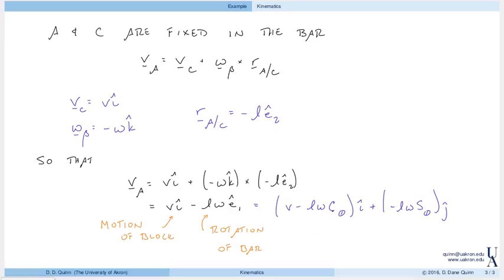So again, we can write this in a consistent set of directions, and the velocity of the end of the bar depends not only on v and omega, but the position of the bar as well. So that's it for this problem. It's relatively simple, but it's a nice introduction to planar kinematics.